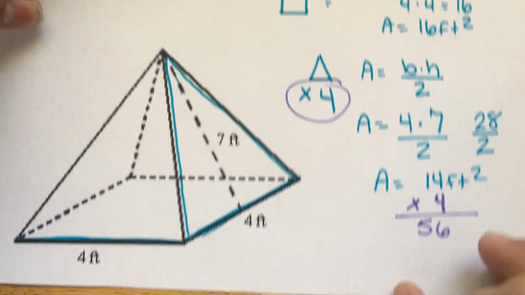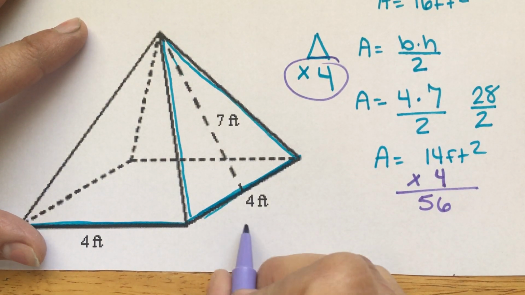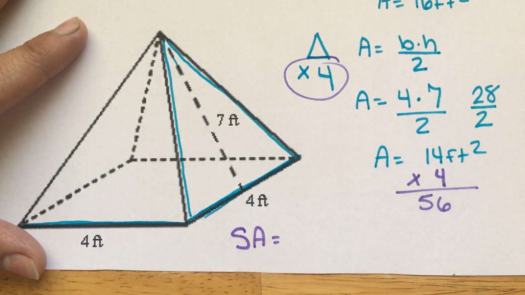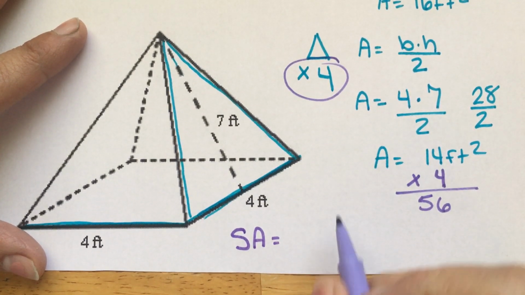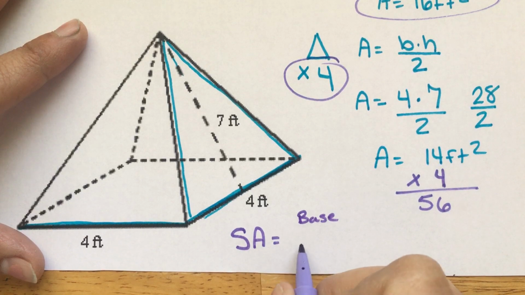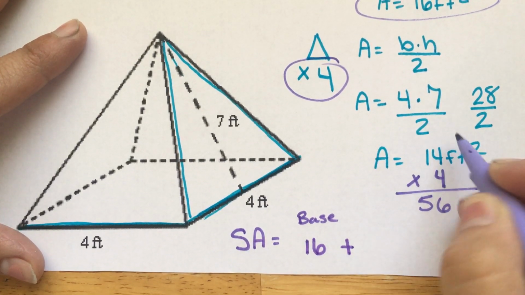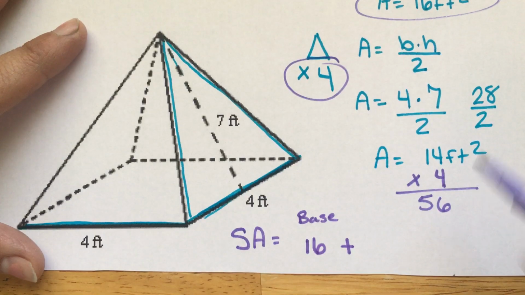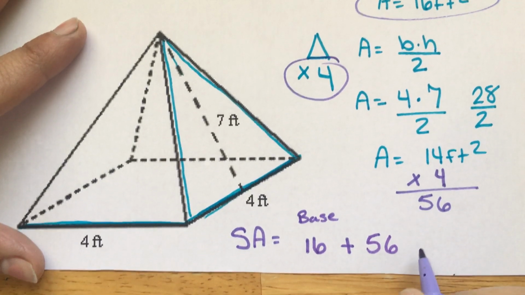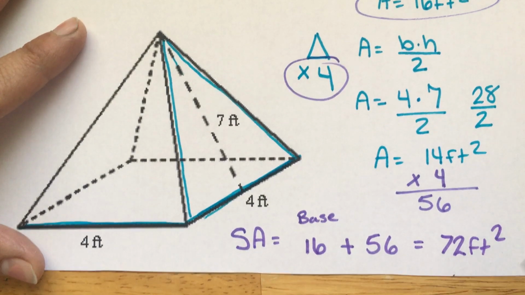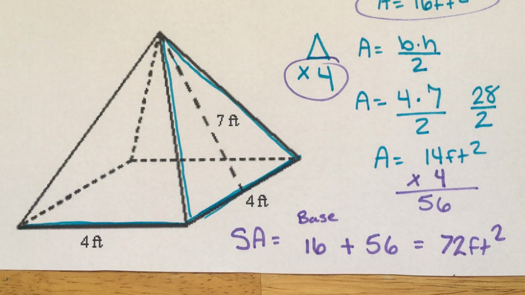Last part, most important part, is put it all together. For surface area, I need to add all of the sides. So it's like the complex figures, just a little more complex. I'm going to add my base, which we said was the square, which was 16, right? Plus the sides, the 4 sides of the pyramid, the 4 triangles all together was 56. When I add those together, I get 72 feet squared is my surface area of this particular pyramid. Let's do another one, okay?